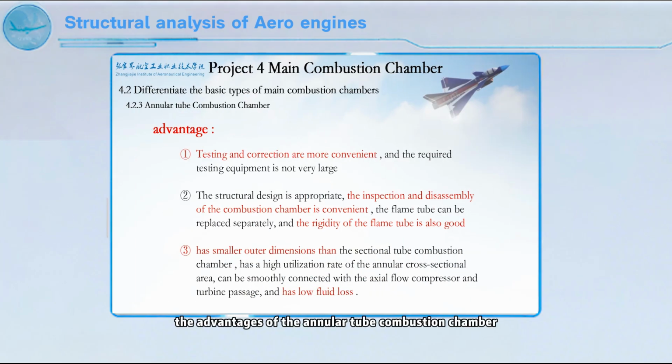The advantages of the annular tube combustion chamber are: first, it is convenient to test and correct, and the required test equipment is not very large. Second, the structural design is appropriate, and it is convenient to inspect and disassemble the combustion chamber. The flame tube can be replaced separately, and the rigidity of the flame tube is also better. Third, the annular tube combustion chamber has smaller outer dimensions than the branch combustion chamber. The annular cross-sectional area utilization rate is high, and it can be smoothly connected with the axial compressor and turbine channel with small fluid loss.